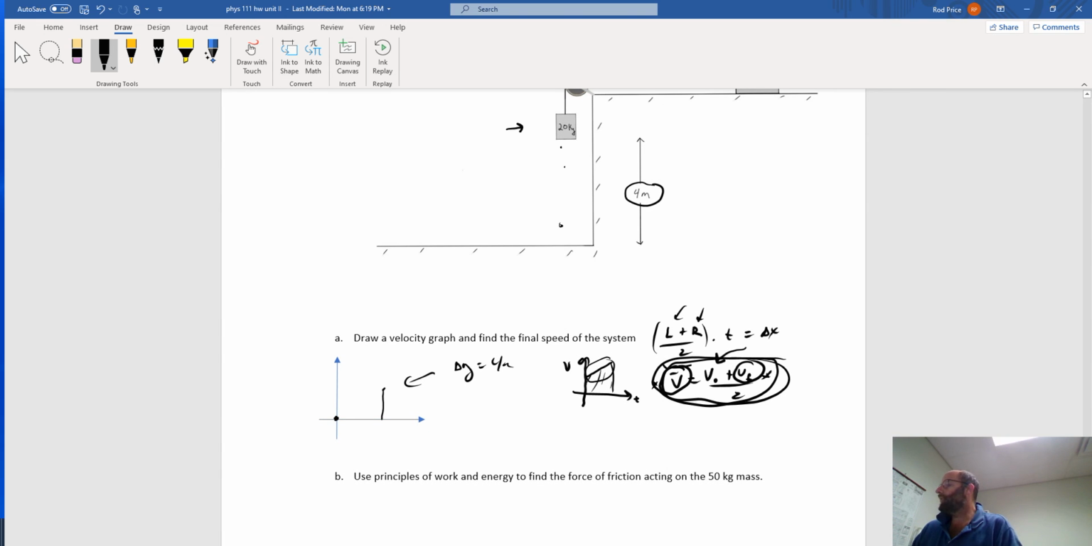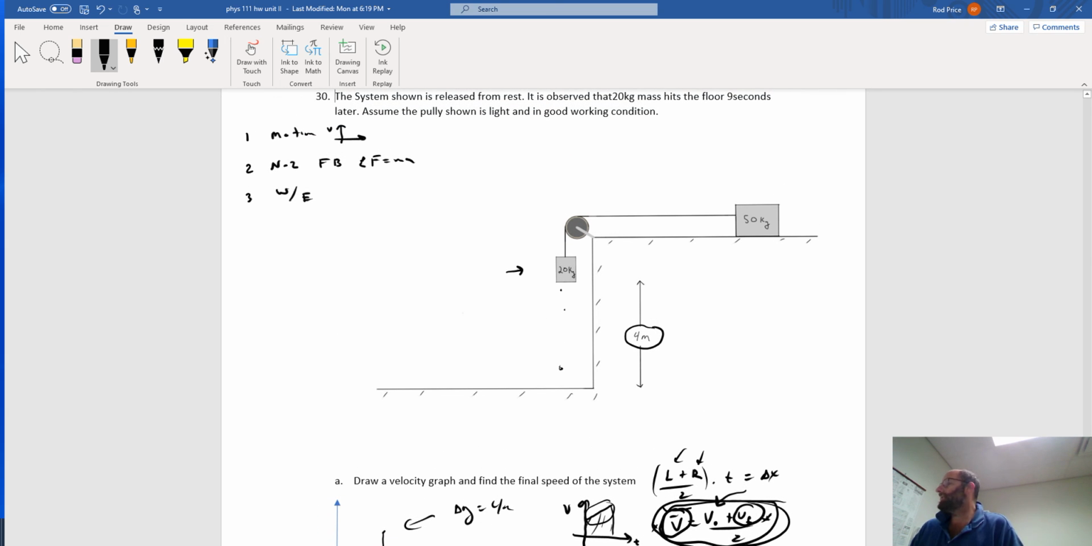Part B: use principles of work and energy to find the force of friction acting on the 50 kilogram mass. What you're going to do is remember to draw the system at position 1 and position 2. That's a requirement for any work energy problem. Go through the PE1, the KE1, the PE2, KE2, and the work term. Again, the work term is the one that's going to take a little discussion here.